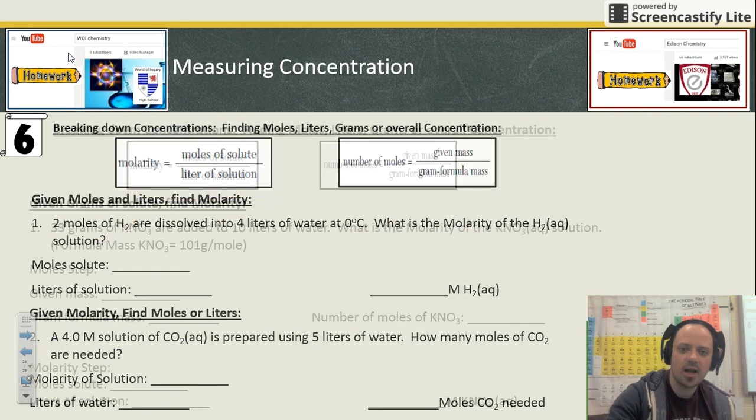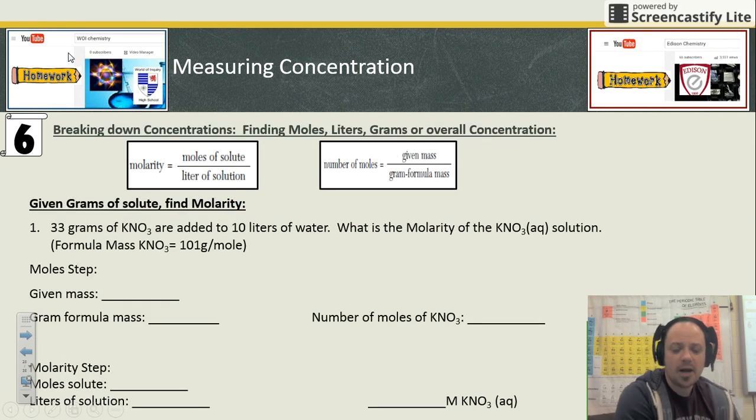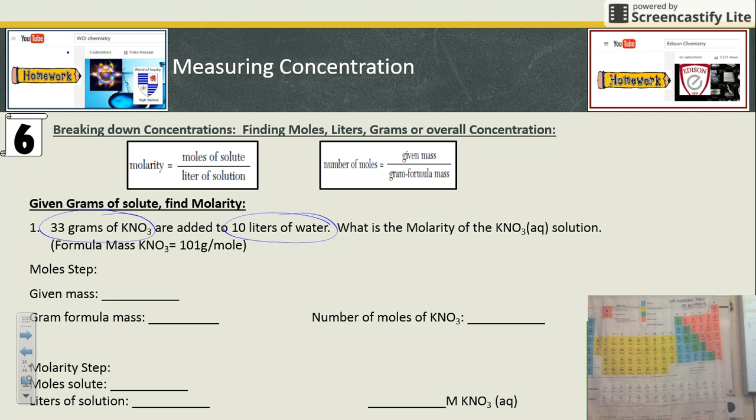Okay, so let's check out the next page here. Given grams of solute, find molarity. So this is the 2-step problem I mentioned because we are going to have to do a mole step and a molarity step. It says in the problem, 33 grams of potassium nitrate are added to 10 liters of water. What is the molarity, capital M, of the solution? The formula mass of KNO3 is 101 grams per mole.